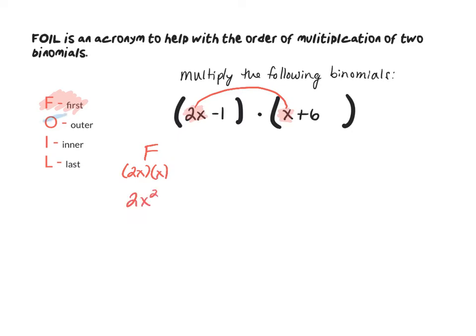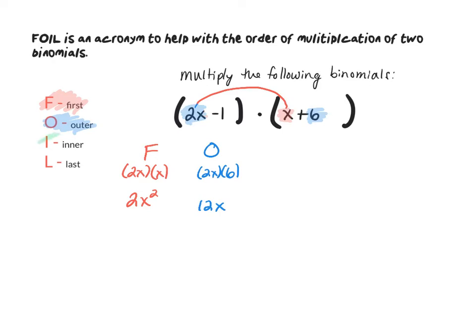Let's move on to the outer terms for our O step. So the outside, the farthest away from the middle. Here we get 2x, and the farthest away from the middle on this side is 6. So for our outer, we would multiply 2x and the number +6, which would give us 12x's.